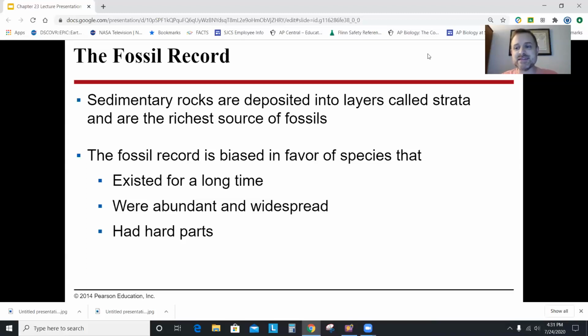Some disadvantages of the fossil record. So not everything fossilizes. Things that existed for a long time, things that had hard parts like shells or bones, things that were abundant and widespread are more likely to leave fossils than things that didn't have bones or shells or were around for a much shorter period of time than other things. So the fossil record is great, but just recognize it's going to be incomplete because not everything fossilizes.